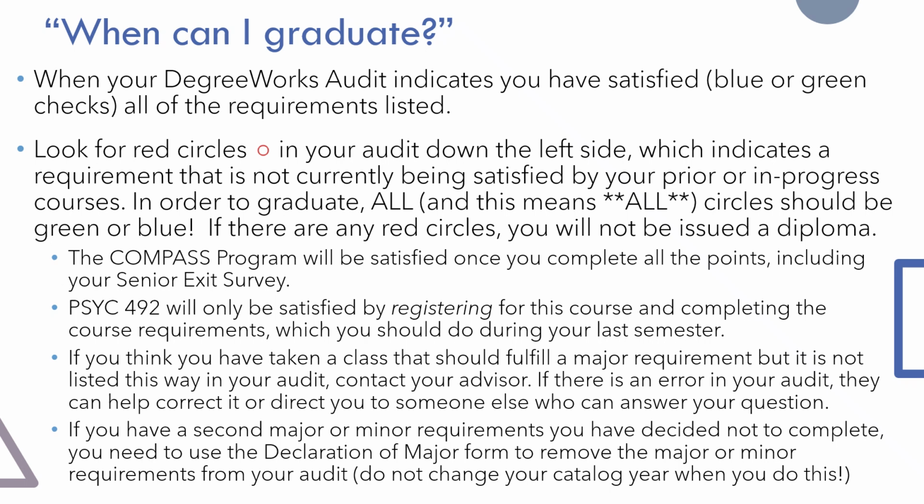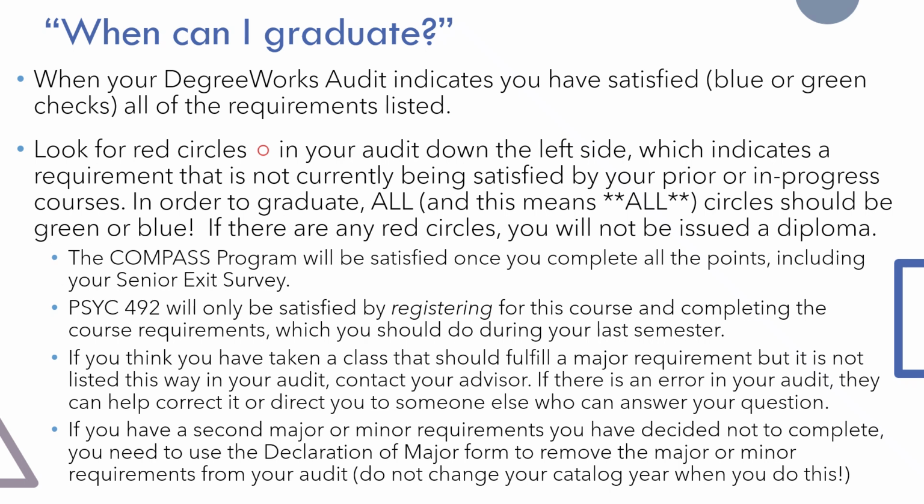If it's not checked off green, then the registrar's office will assume you are going to come back and complete those requirements the next semester, and they won't issue your diploma. So make sure you've removed any minors that you've decided not to complete before graduation.